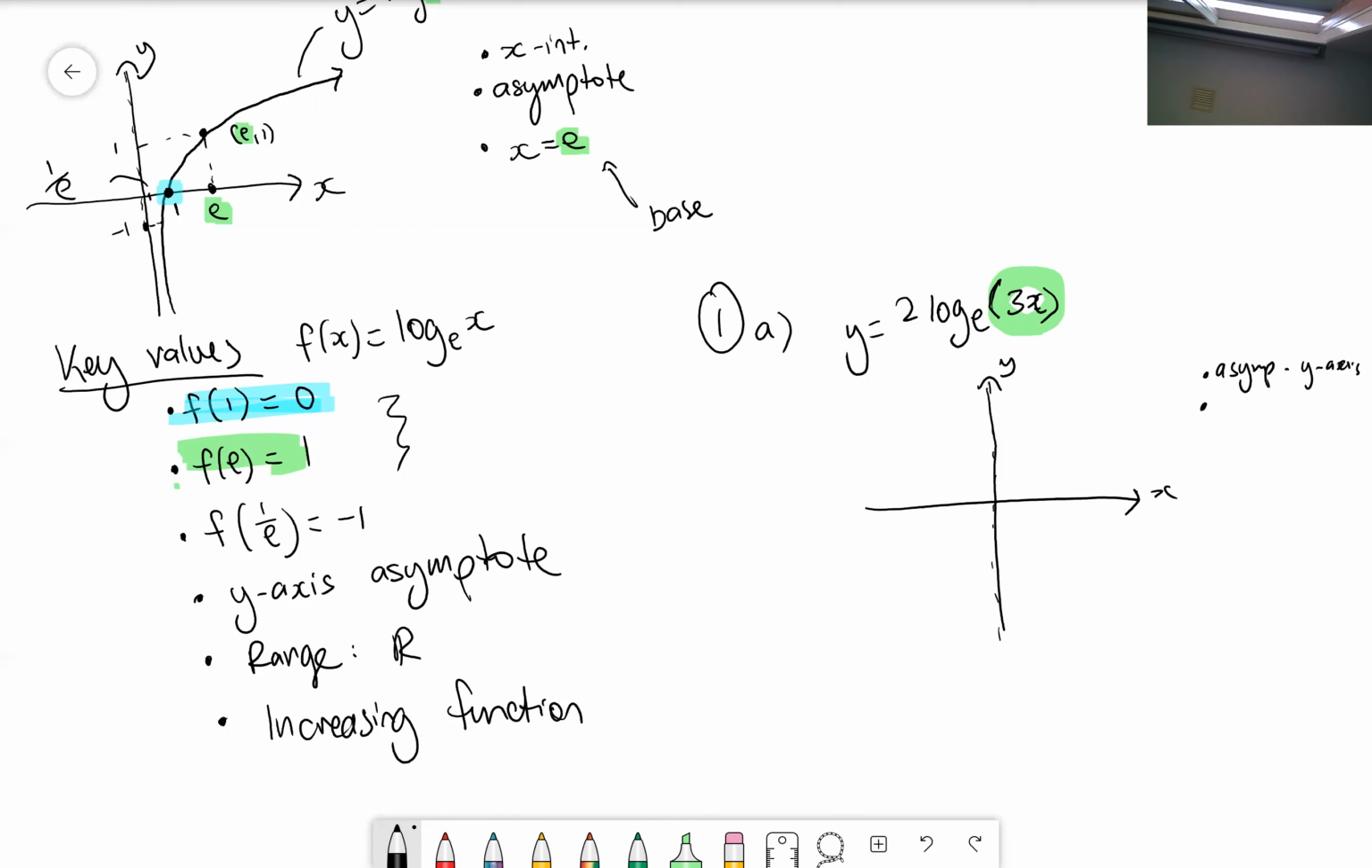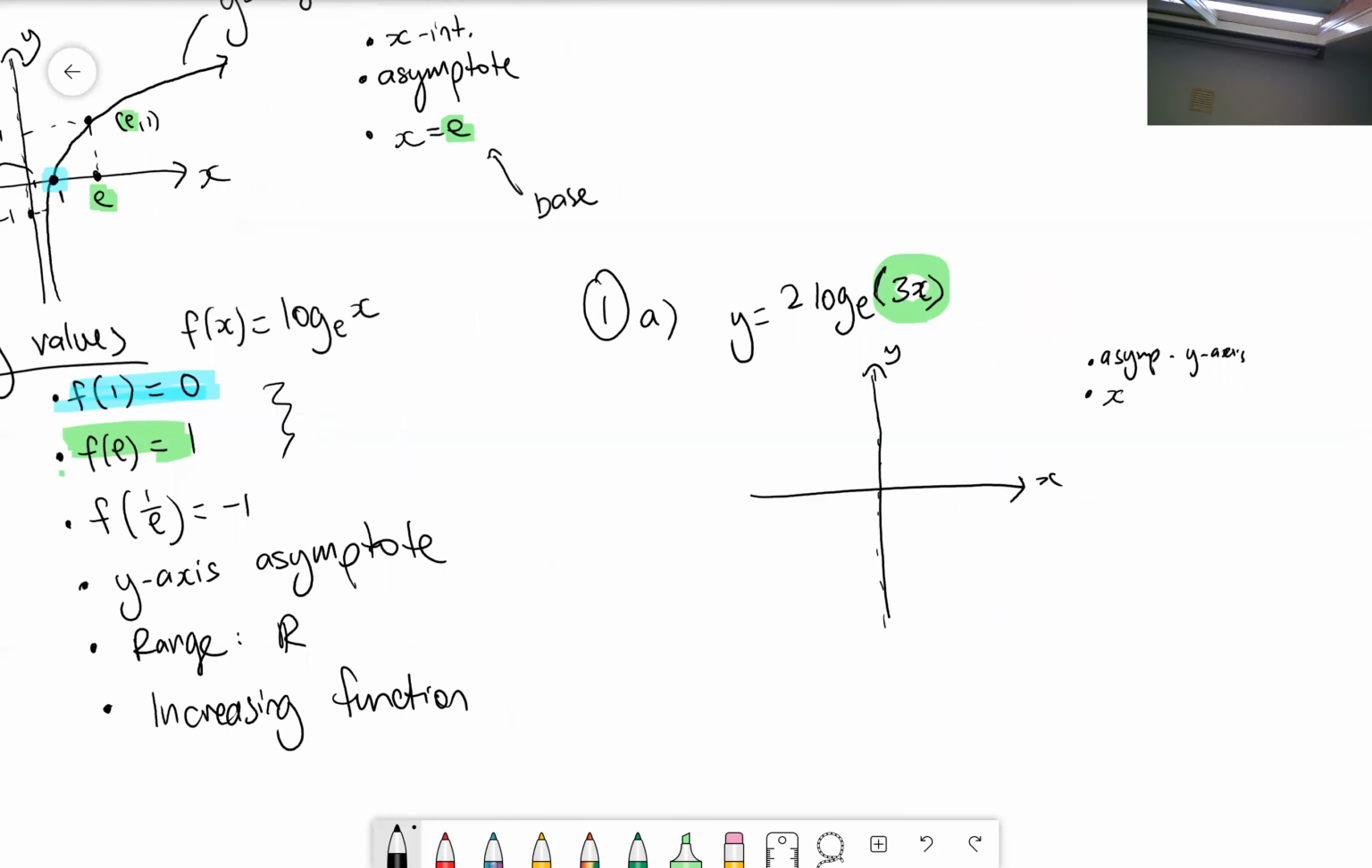Now we know that when this number that I've circled in green is equal to 1, y will equal 0. So our x-intercept is when y is equal to 0, and that occurs when log to the base e of 3x is equal to 0, which means that 3x must equal 1.